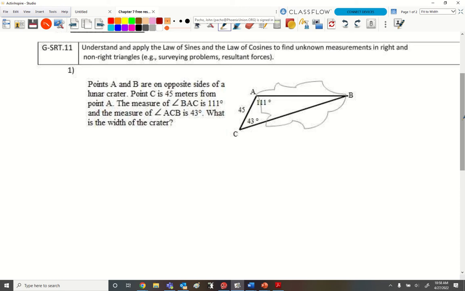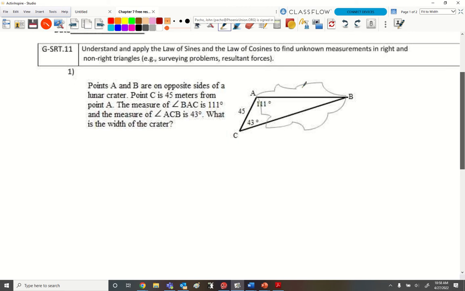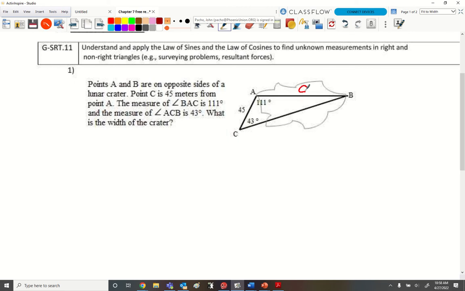So width of the crater is going to be what letter? Big C or little c? Little c. So I'm going to put that for little c, right? There we go. Little c. Now, what law am I going to use here? Is it sine or cosine?